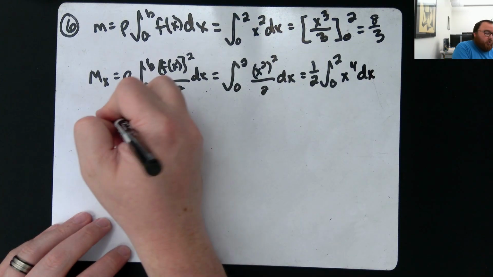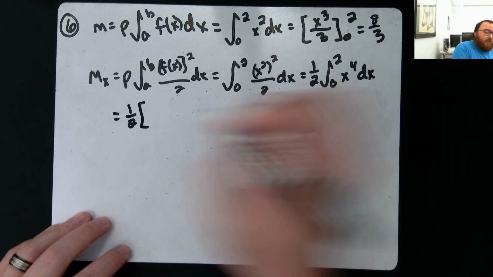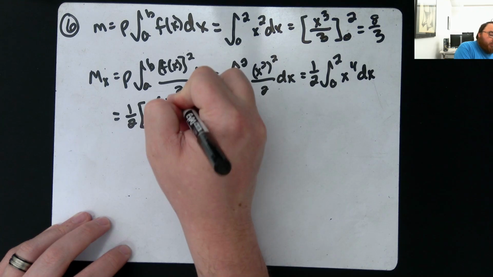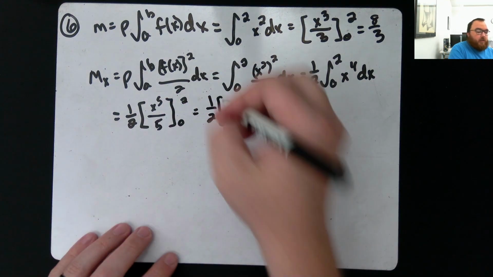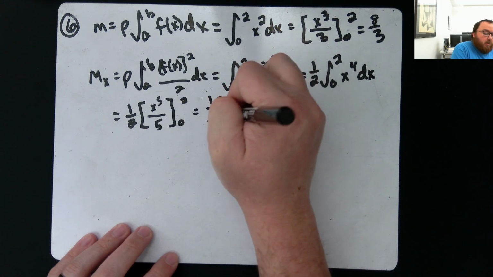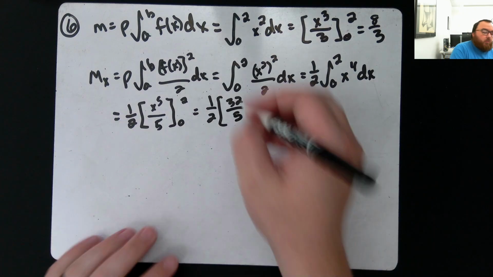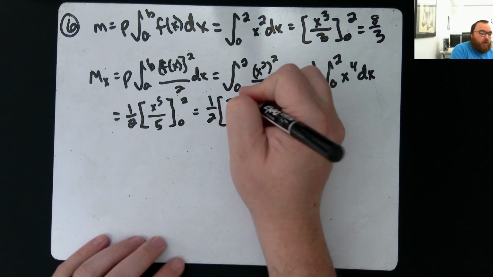To take the antiderivative of that, remember, add 1 to the power, which would make it x to the 5th, over my new power, which is 5, from 0 to 2. Plug in a 2. 2 to the 5th is 32. If I plugged 0 in, it would be equal to 0, so I don't have to worry about that.